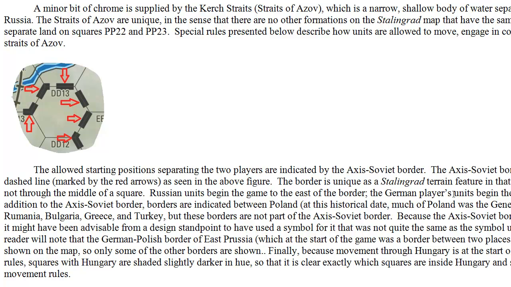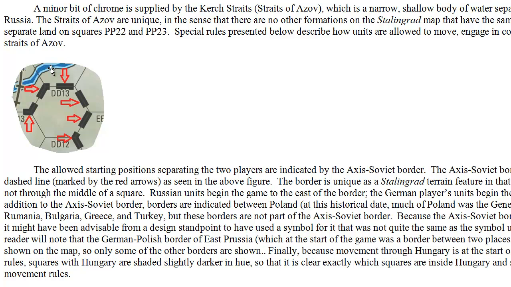Okay, and now we have come to an object which is not a terrain feature. You see the very dark black hatched lines. The very dark black hatched lines are the boundary between 2 countries. This is described as the Axis-Soviet border. The Axis is over here. The Soviets are over here.